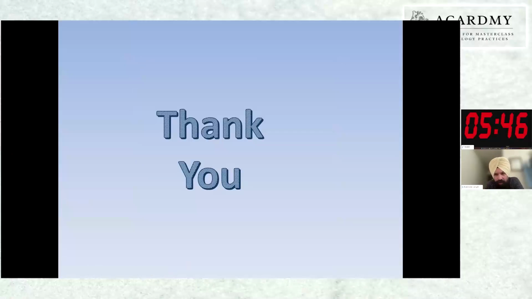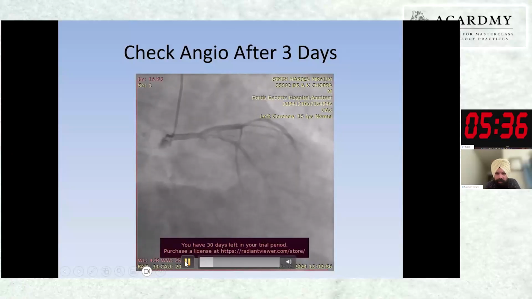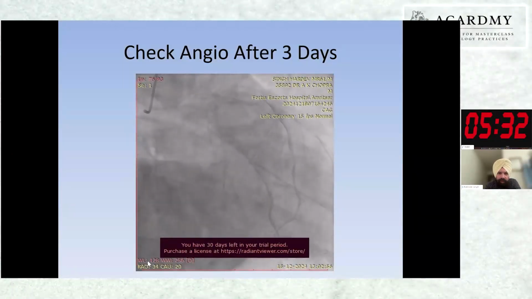After 3 days we did the check angio, and it was showing normal flow in LAD and LCx. The patient was off IABP, but on echo we see that the patient was having severe MR. So we shifted the patient to the room.